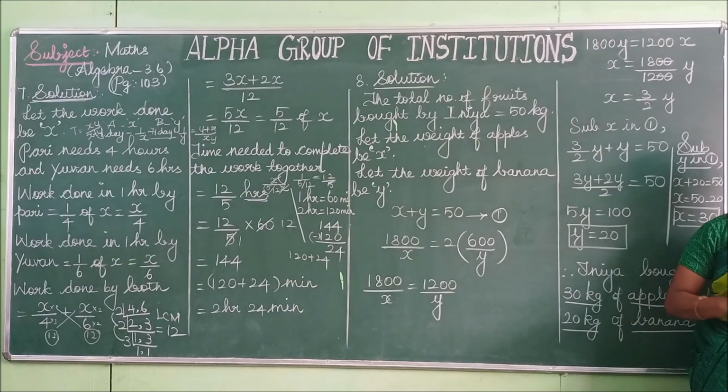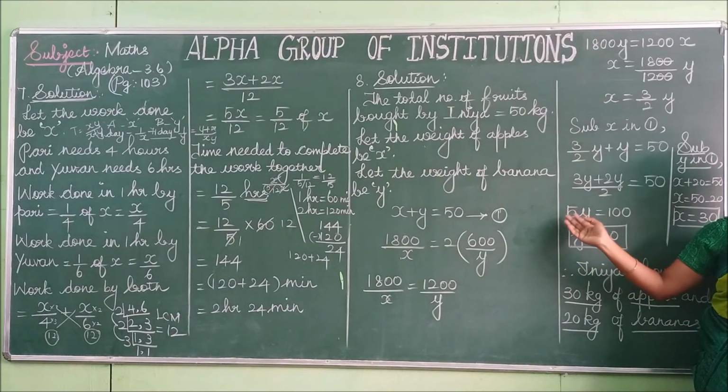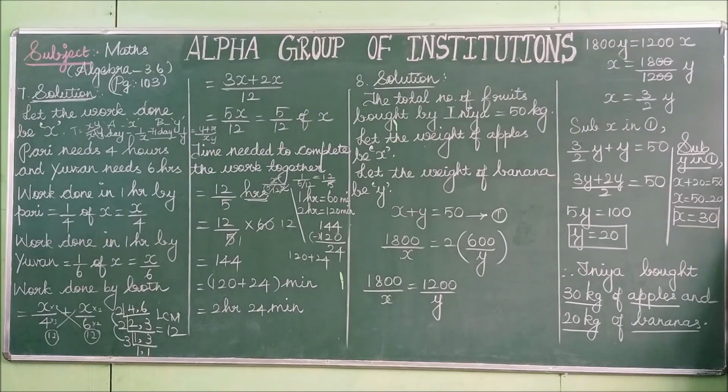What are the fruits? Apple as well as banana. So x plus y, which is equal to total kgs, is 50. Then form the next equation using the next statement. She paid twice as much per kg for the apple as she did for the banana. For example, if she bought banana for 2 rupees, then apple for 4 rupees means she paid twice as much per kg for the apple as she did for the banana.